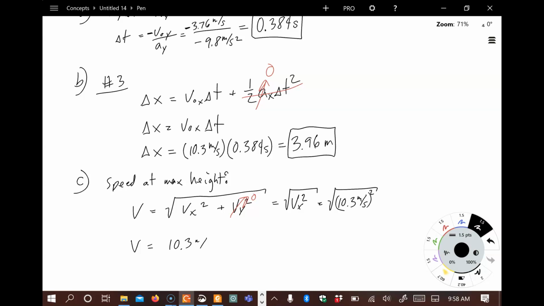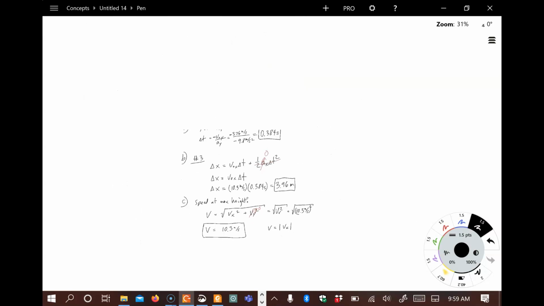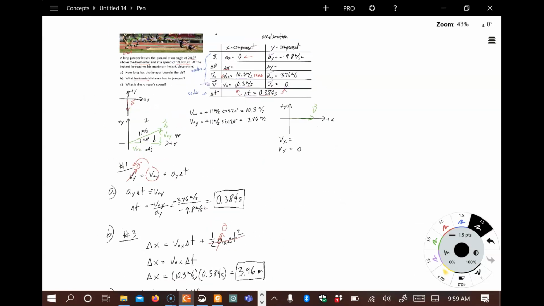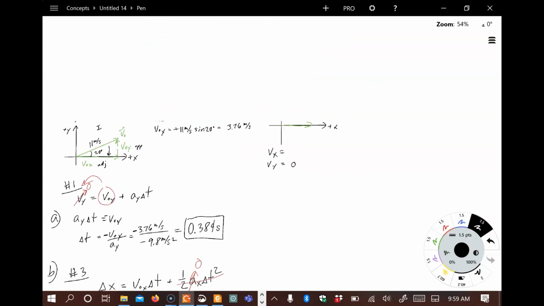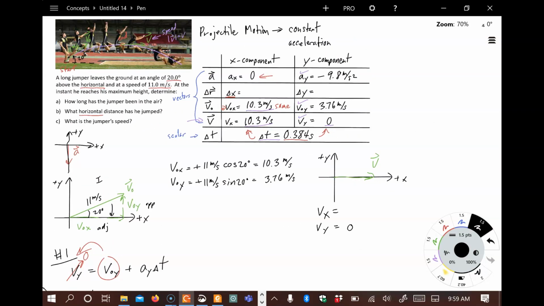10.3 meters per second. And you can see that when one of the components is 0 for any vector, then the magnitude is just going to be equal to the absolute value of the other component. So there we have gone ahead and got all the answers here for this problem, and you can see the methodology of us solving this problem.